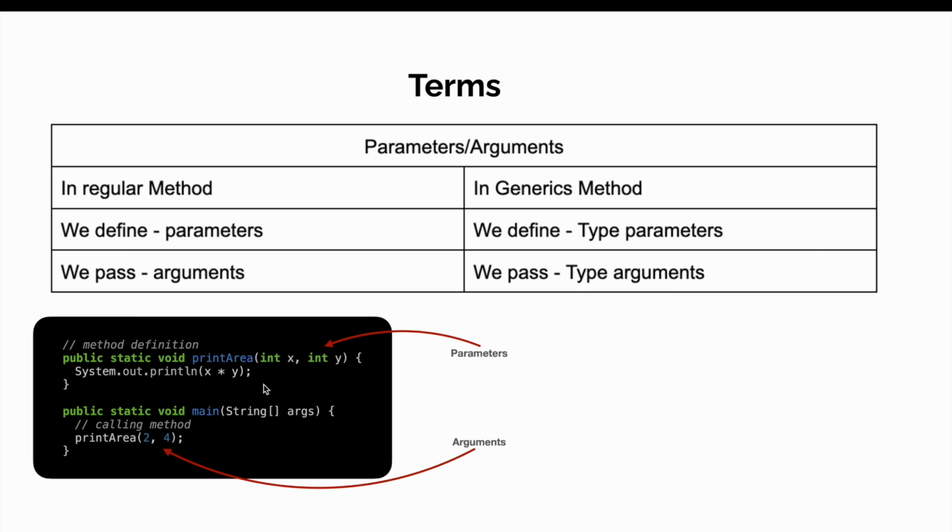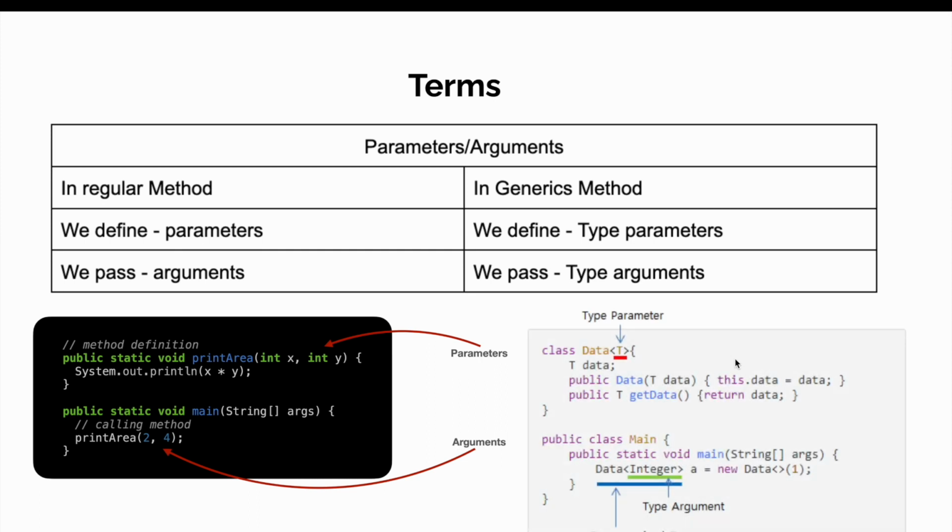From the left side, we see an example of parameters and arguments. From the right side, we have an example with a Data class which accepts a type parameter. And when we invoke this class, in that case, we pass Integer as the type argument. And the whole structure, Data, angle brackets, Integer, is called a parameterized type. Okay?